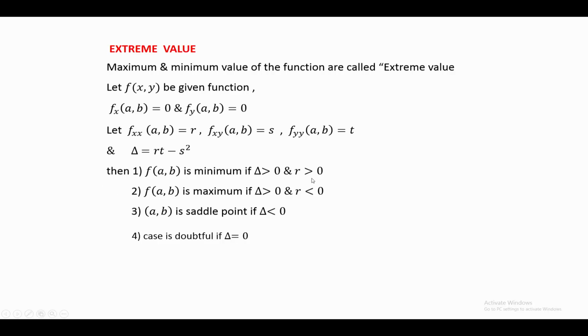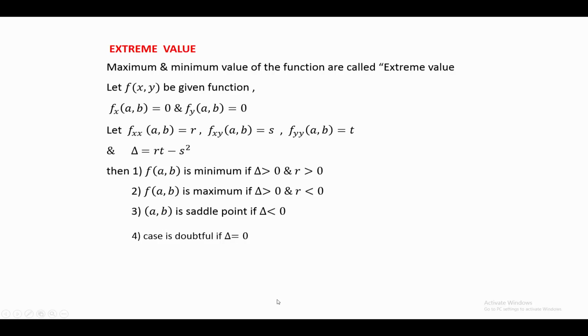If delta is positive and r is positive, then the function is minimum. If delta is positive and r is negative, the function is maximum. If delta is negative, then it is a saddle point, meaning neither maximum nor minimum at that point, and if delta equals 0, then the case is doubtful.